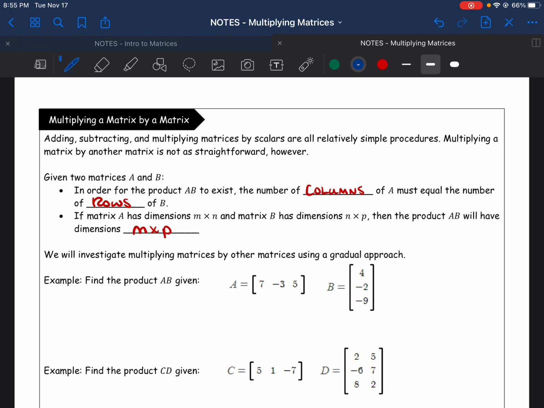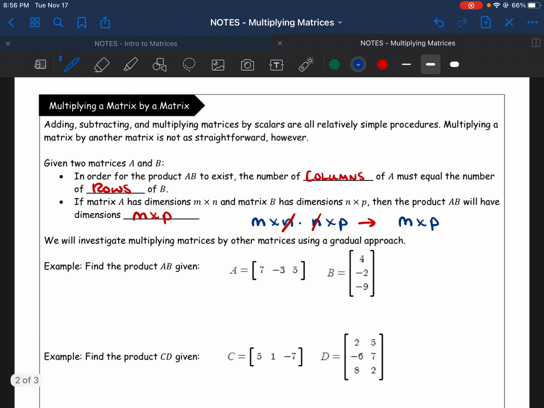Or, to see this a little more clearly, again, let's say that matrix A has dimensions m by n, and we're multiplying it by matrix B, which has dimensions n by p. Imagine that these two middle pieces would cancel each other out, almost, in a sense, and the new matrix will have dimensions m by p, these pieces on the outside. Okay, and we'll see this in action as we work through these couple example problems.